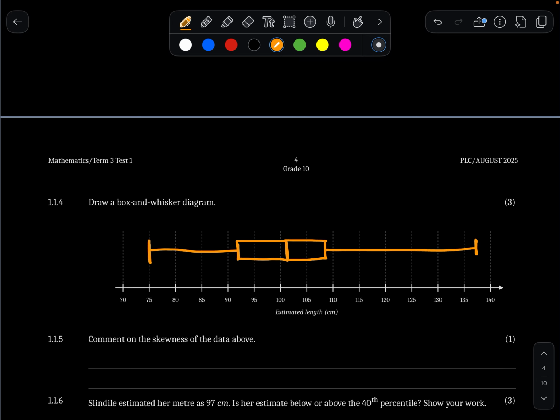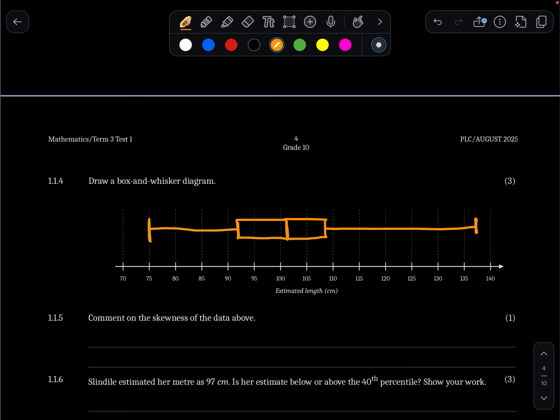Comment on the skewness of the data above. So that is just, is it left skewed or is it right skewed? So this is right skewed. And the reason being, we can see this right whisker here. This right whisker is longer than this whisker. So we say it is right skewed.